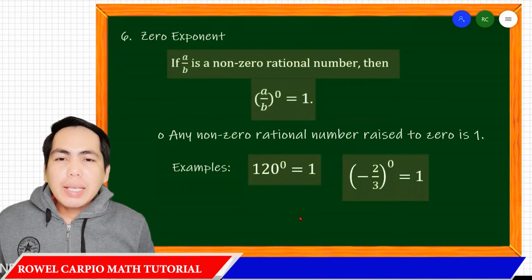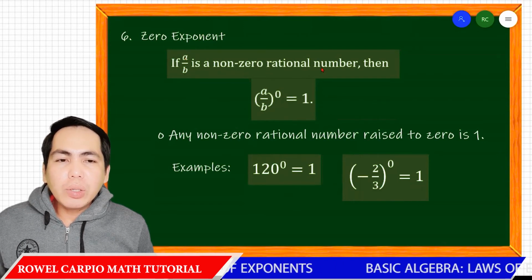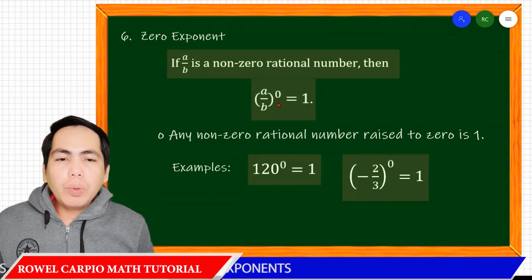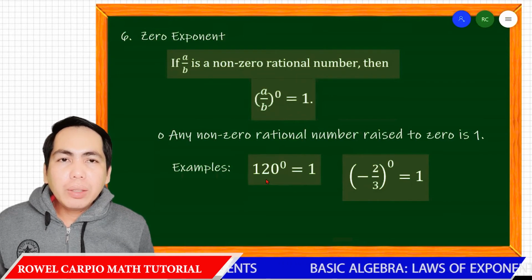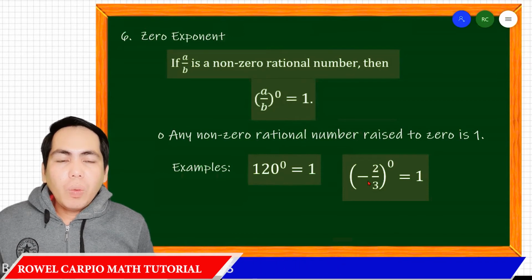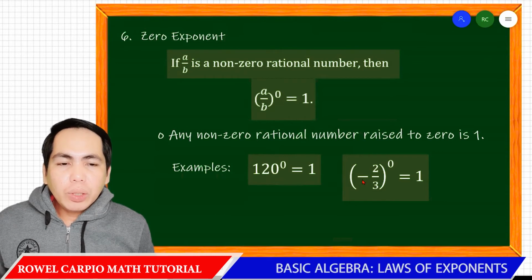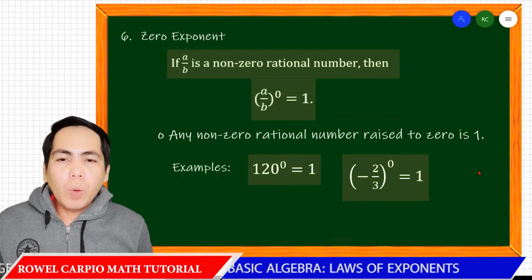Number 6. Zero exponent. If a over b is a non-zero rational number, then the quantity of a over b raised to the power of 0 is equal to 1. So any non-zero rational number raised to 0 is 1. For example, 120 raised to the power of 0 is equal to 1. While we also have the quantity of negative 2/3 raised to the power of 0, which is also equal to 1.